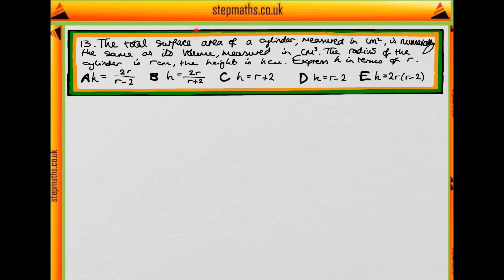So we're going to focus on the first part of the question, which says that the surface area is equal to the volume. If we can work out two equations for these two things and set them equal to each other, we should be able to work out what h is in terms of r. So can you find an expression for the surface area and an expression for the volume? Have a go at doing this now.